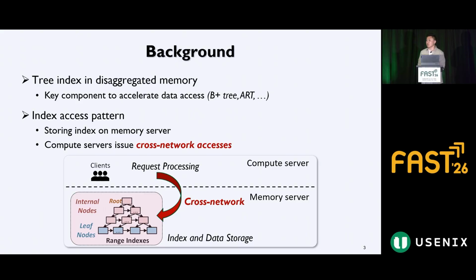Existing tree-based indexes in disaggregated memory include B+ trees and adaptive radix trees. In disaggregated memory, the index is stored on the memory server, and the compute servers access it remotely over the network, traversing the multi-level tree from the root to the leaf node to retrieve data.